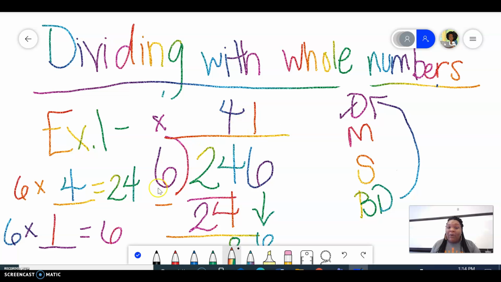And so I've divided. Now I need to multiply. And I'll restart my steps over here to have room. So I dragged that 6 up here, guys. 6 times 1 is 6. My next step is to subtract. 6 minus 6 is 0. So I have no remainders.